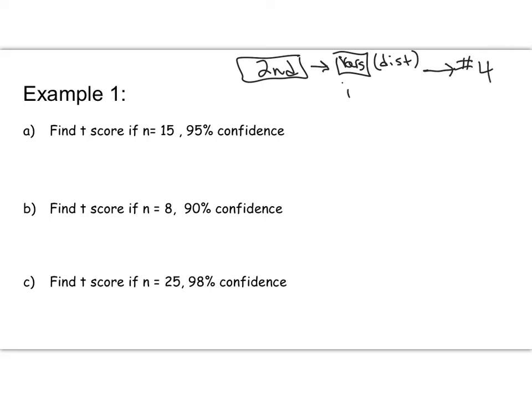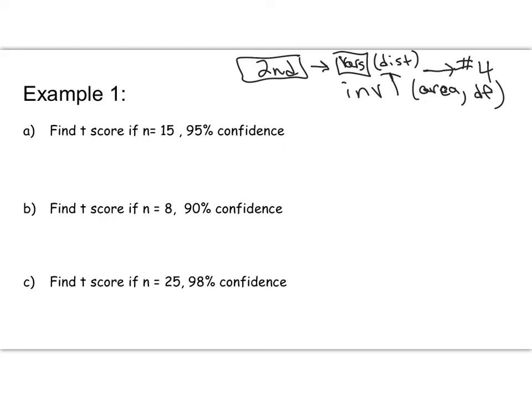And that would be inverse t. That's when you know the area and you're looking for the t-score that goes with the area. So when you find that, it's going to prompt you for area and degrees of freedom, or you have to put in the area, depending on how old your operating system is, degrees of freedom, and close your parentheses.